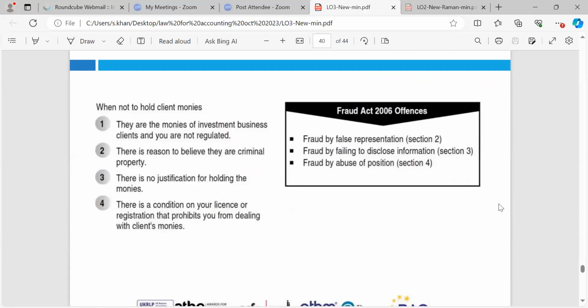So, when not to hold clients' money. The Fraud Act 2006 offences are fraud by false representation, Section 2, fraud by failing to disclose information, Section 3, and fraud by abuse of position, Section 4.